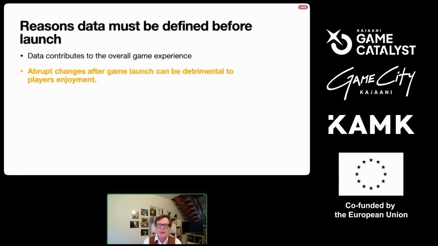And second, players could also get mad if the cost of acquiring items changes a lot, or if their progression or earnings are erased a few months after launch. So for those two reasons, even if you know that once the game is launched you will change data, it's good to start with data which are more or less where they should be.